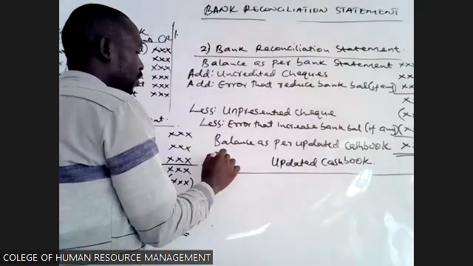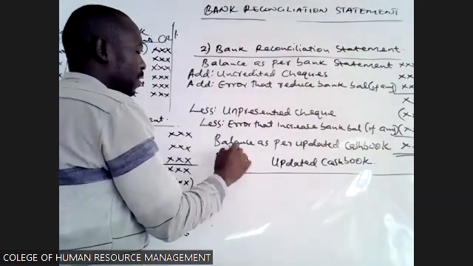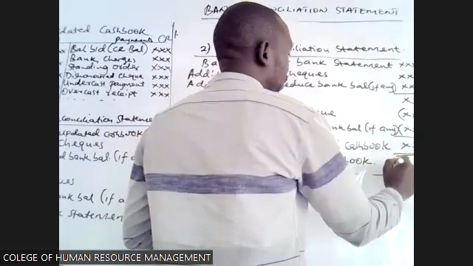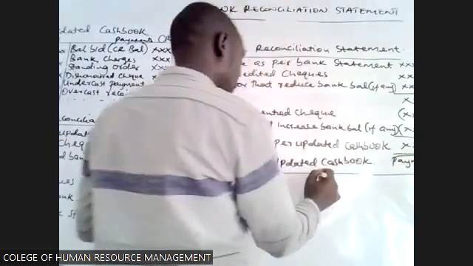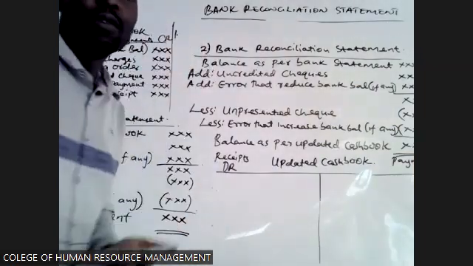Remember, always for the cash book, the debit is to record any receipts. For the credit, we record any payment. And that one is a T account. We use the simplified T account.